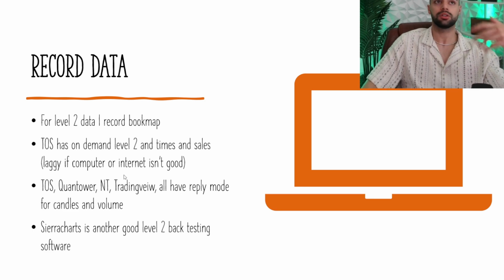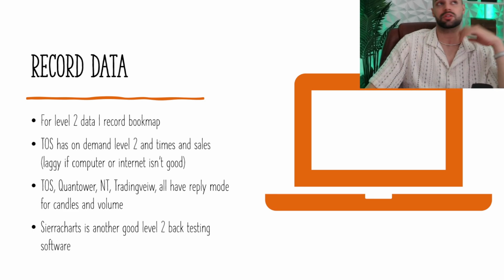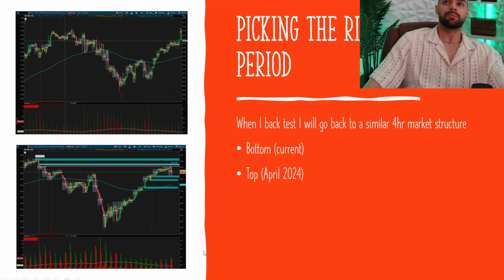For candles and volume you can use to backtest: Sierra Chart, ATAS, I'll link all these in the description. There are also other good platforms you can use to backtest level 2 data and just normal chart action. So to backtest, what I do is, picking the right time period is key, right?